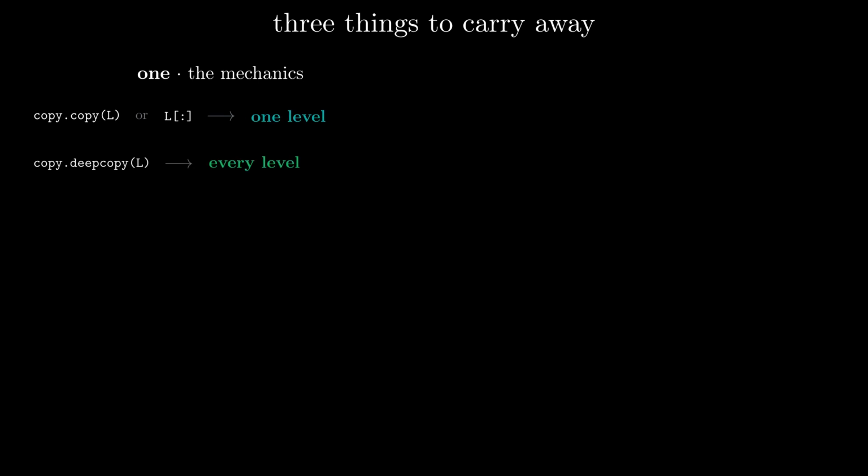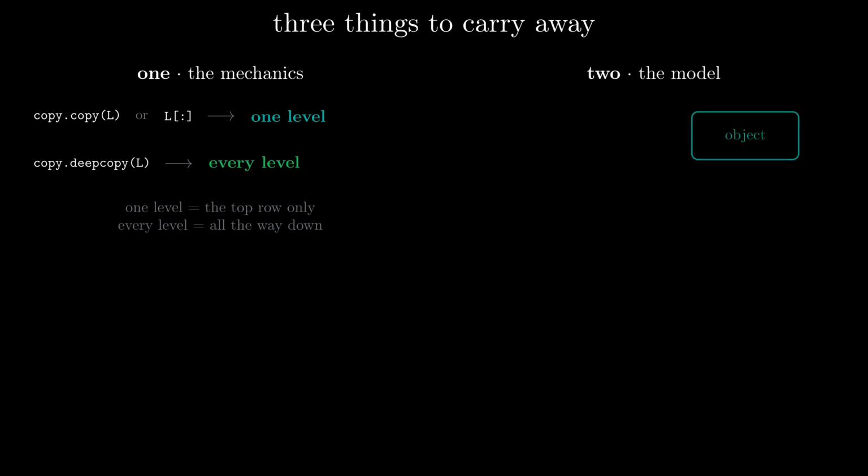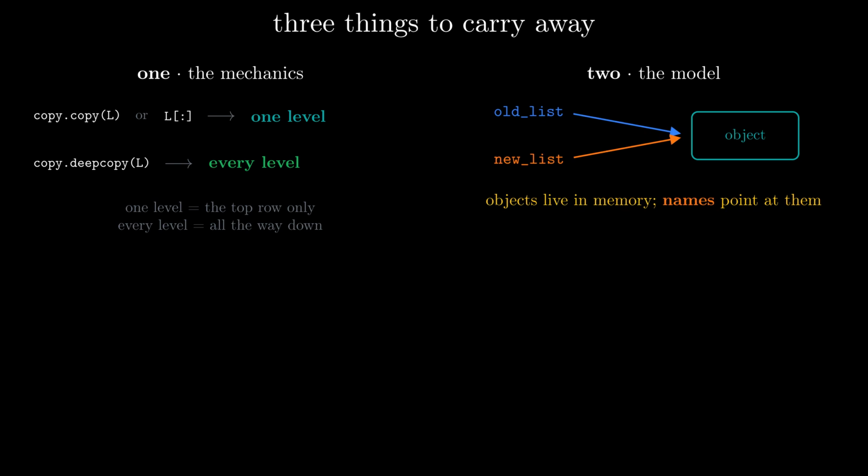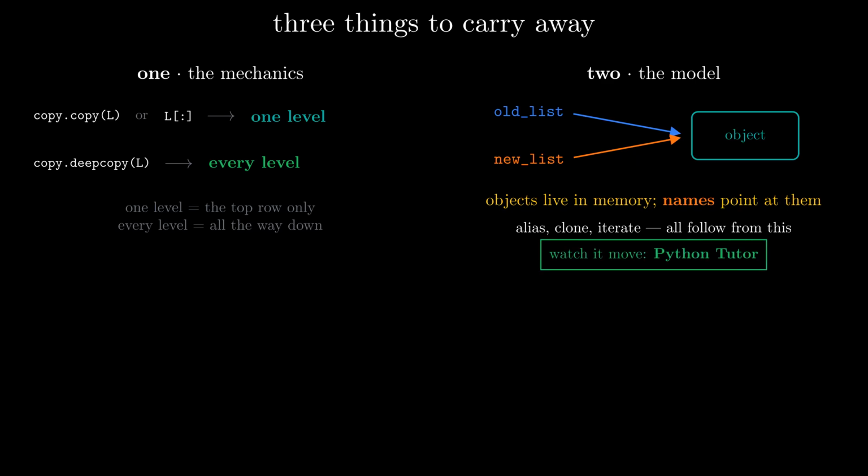3 things to carry away. First, the mechanics. Copy.copy does what the square bracket colon slice does, which is 1 level, and the deep copy goes all the way down. Second, and the bigger, there are objects sitting in memory, and there are names pointing at those objects. Hold those apart, and aliasing, cloning, and iterating all stop being mysterious. Step these examples through Python Tutor, and you can watch the arrows move for yourself.